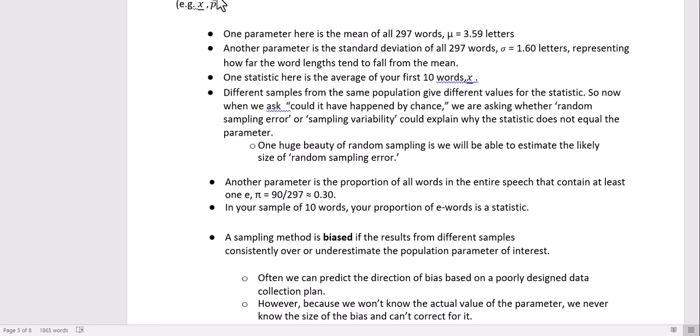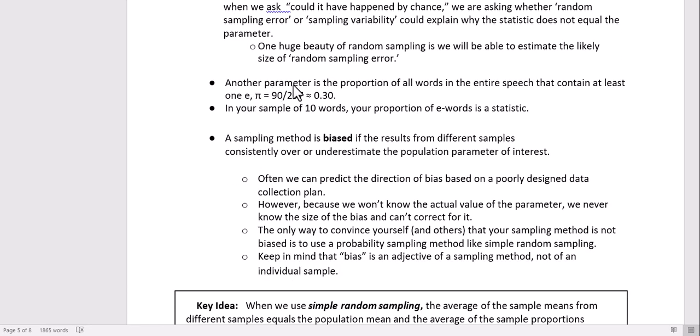And then we also talk about another parameter, the proportion of all words that have the letter E. So in this case, for the Crazy in Love lyrics, there were 90 words out of the 297 that had the letter E. So the population proportion is 0.30. Now, in my set of 10 words, my proportion was 0.4, so I was fairly close to 0.3. So I encourage you to look at your set of words, your original sample of 10 words. How close were you to 0.3? And then what about the random sampling? Once we did the number generator, how close were you to 0.3 for the proportion that had the letter E?